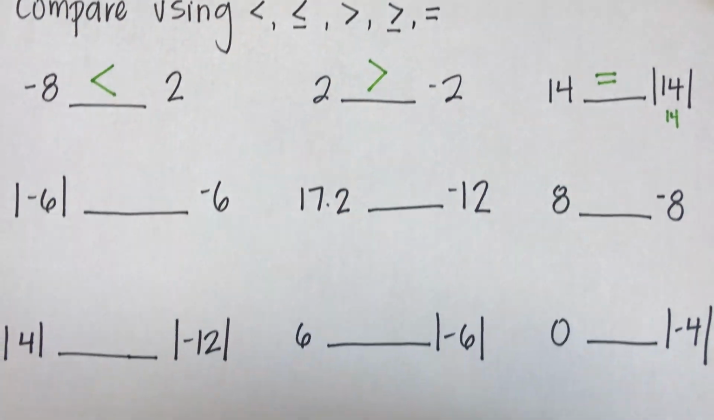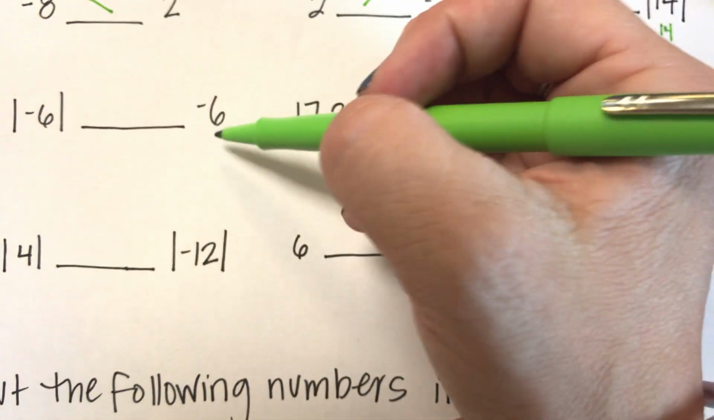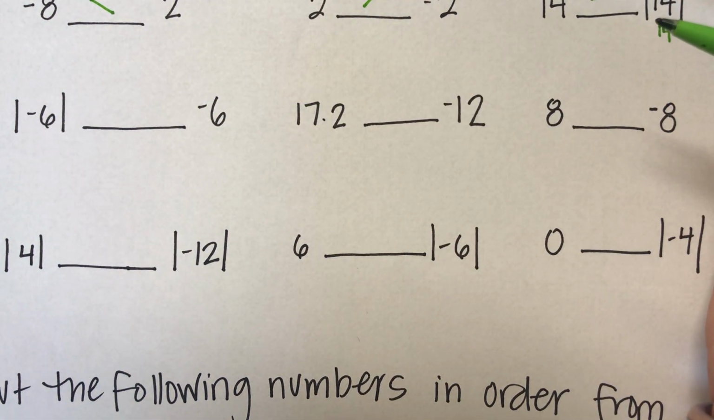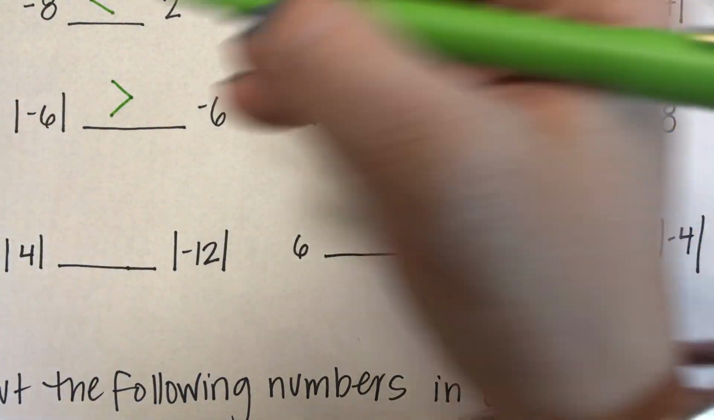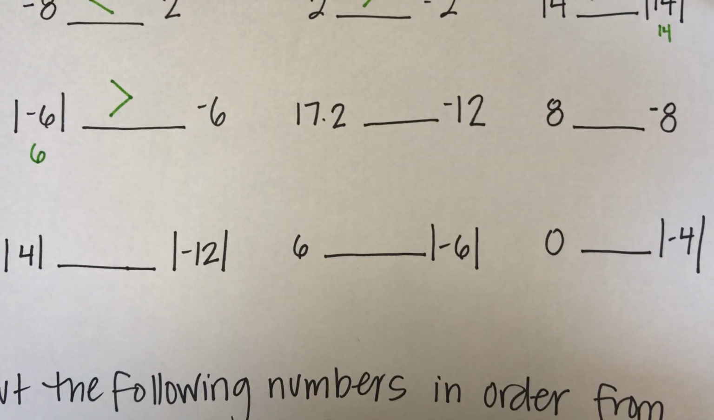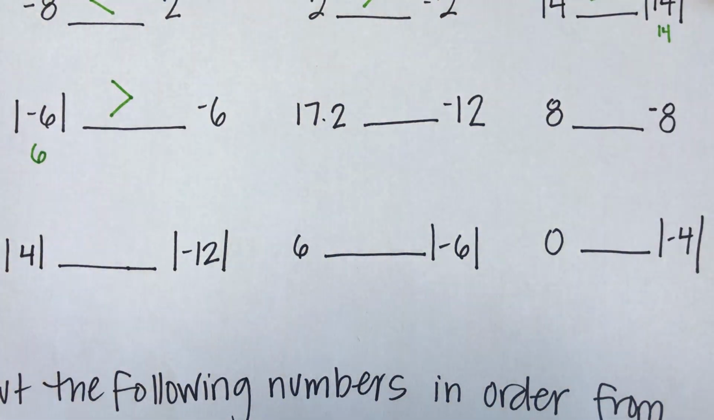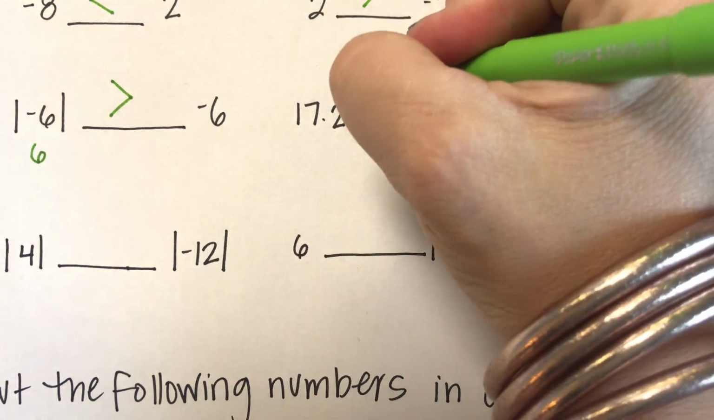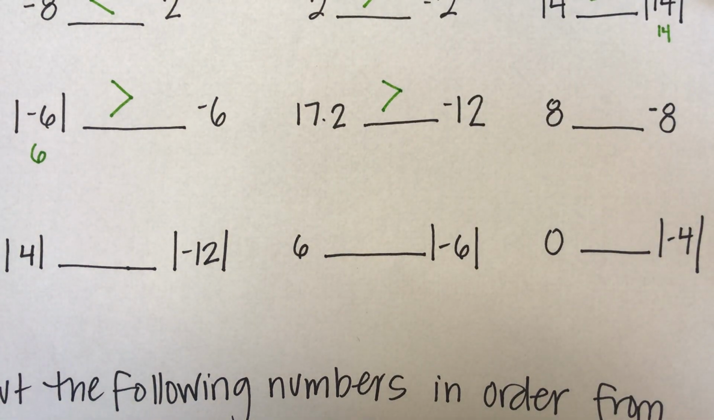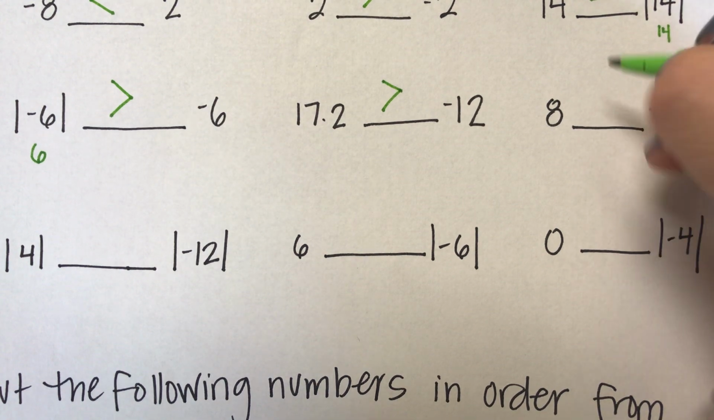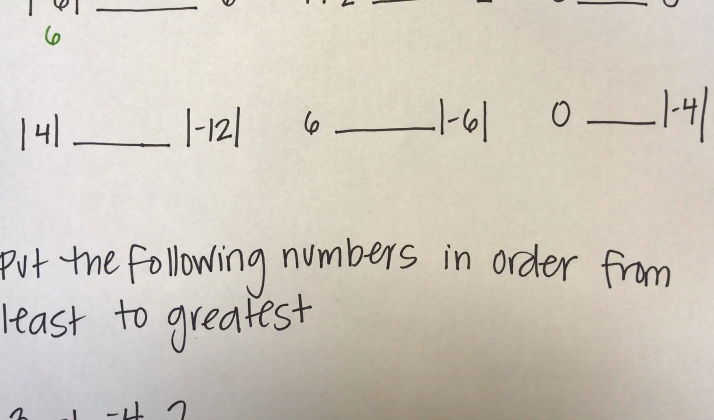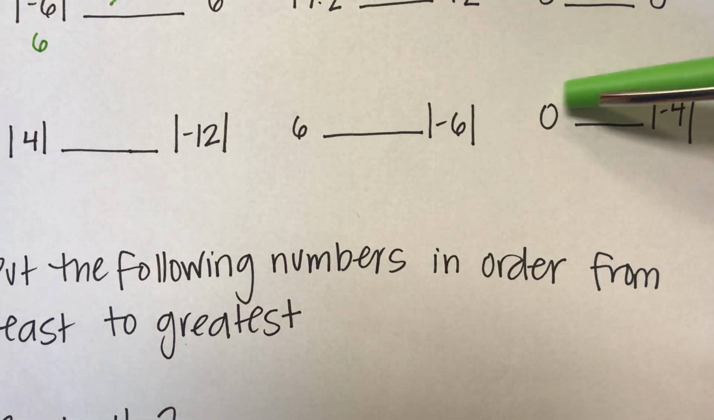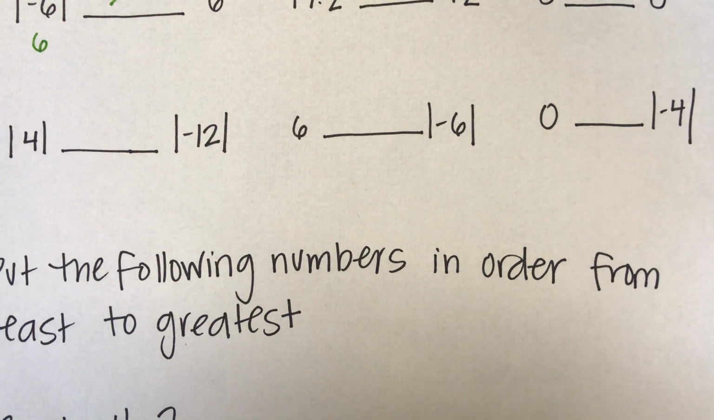Okay, look down here at this middle row. What about the absolute value of -6 and then -6? The absolute value of -6 is greater because this means 6. What about 17.2 and -12? 17.2 is greater. Which one of these two are greater? +8. So why don't you guys pause it again, do these last 3, and then come back and we'll check your answers.